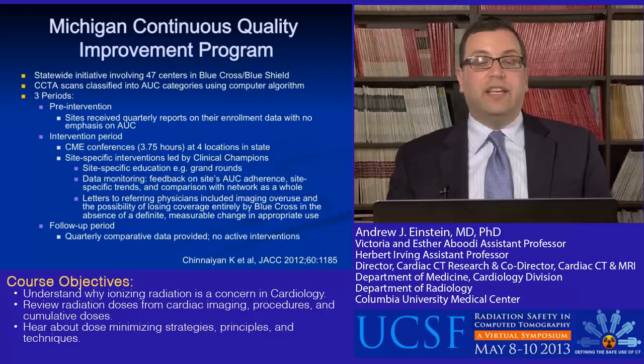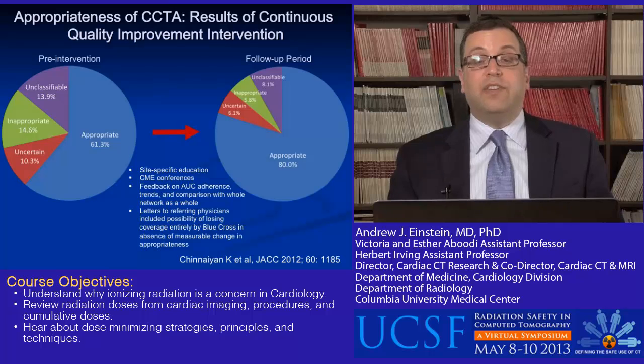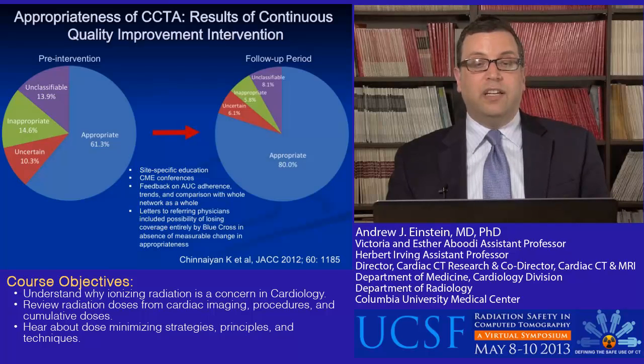And what's most novel here is letters to referring physicians, which included imaging overuse and the possibility of losing insurance coverage entirely by Blue Cross in the absence of a definite measurable change in appropriate use. And then they had a follow-up period where they looked at quarterly comparative data, which was provided, but there were no active interventions. And if you go from the pre-intervention period to the follow-up period, after the intervention was done, the rate of appropriateness increased from about 3 out of 5 to 4 out of 5.